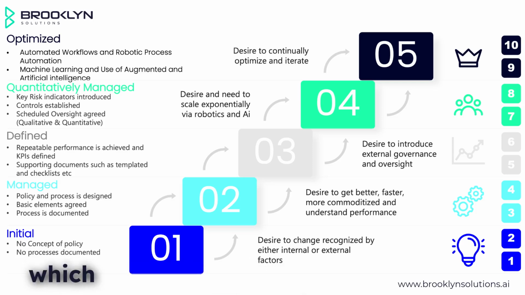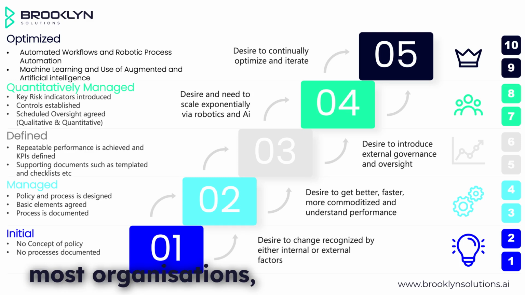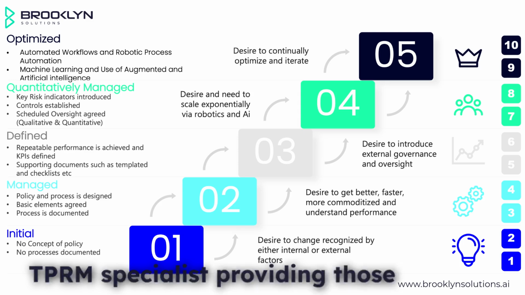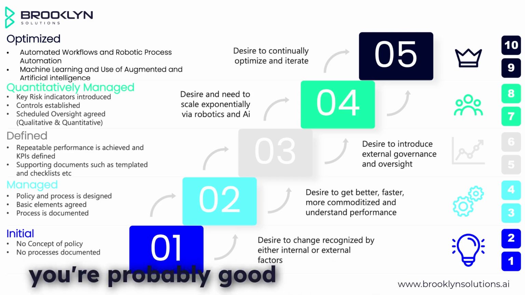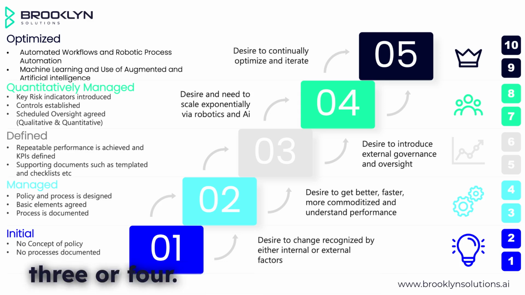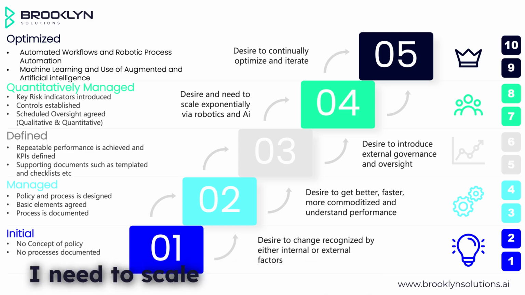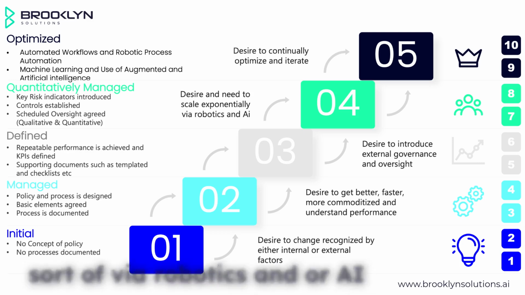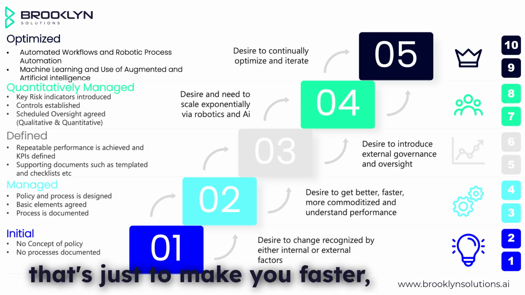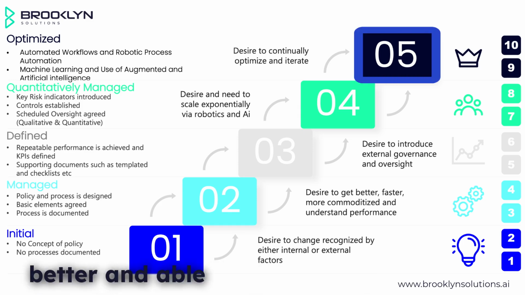To get out of stage 4, which, to be honest, is good enough for most organisations, unless your company is a TPRM specialist providing those services to other third parties, you're probably good in most cases with being a 3 or a 4. It's only where you need to differentiate yourself as a business, like going to market as a TPRM capability, that you need to get to the next level. To get out of level 4, you've got to have the desire and need to scale exponentially, via robotics and or AI, to make you faster, quicker, better, and able to service the customer more.